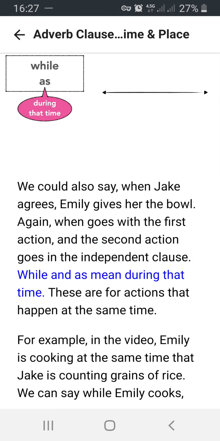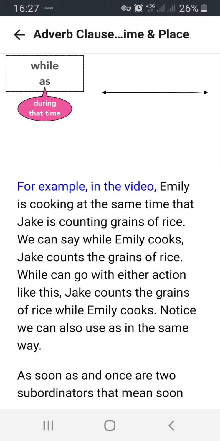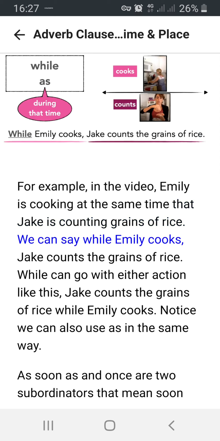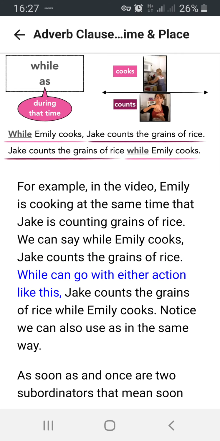While and as mean during that time. These are for actions that happen at the same time. For example, in the video, Emily is cooking at the same time that Jake is counting grains of rice. So we can say, while Emily cooks, Jake counts the grains of rice. While can go with either action like this. Jake counts the grains of rice while Emily cooks. Notice, we can also use as in the same way.